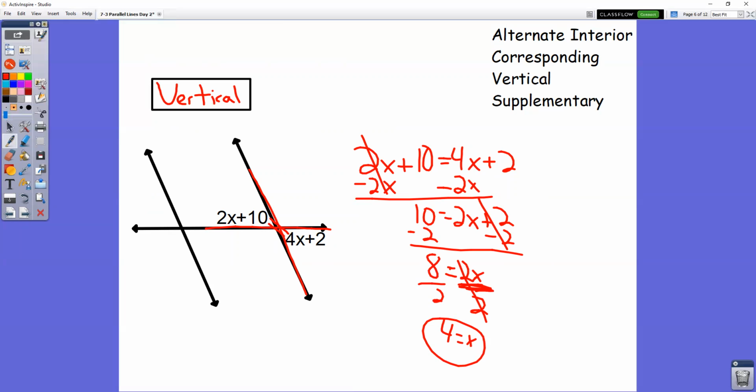4 is not the size of our angle. We now have to take that 4 and sub it in for x and sub it in for x. 2 times 4 is 8, plus 10 is 18. 4 times 4 is 16, plus 2 is 18. So we got 18 and 18. Our answer makes sense because they are equal to each other. Take a look at the next one.